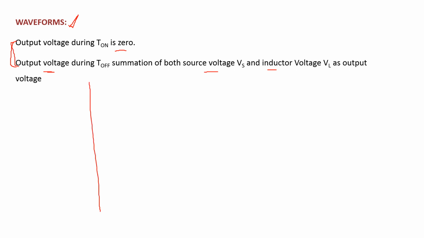Okay, simple waveforms. Consider the input voltage having the magnitude of Vs. Okay, this is the input voltage waveform, having the magnitude Vs. Now coming to the output waveform.